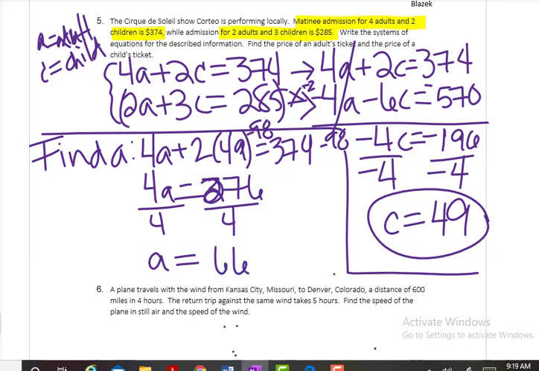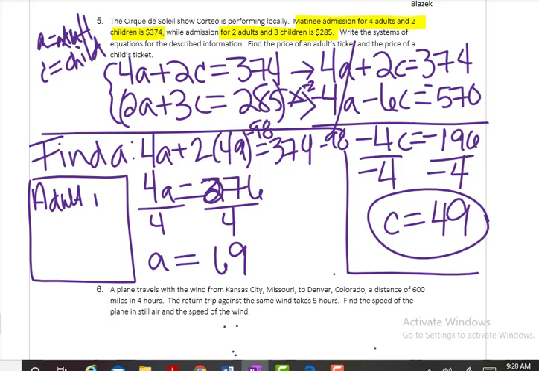And in this case, I'm checking my math, it's 69 actually. Sorry about that. Yeah, that's why I check. So I'm going to answer here. The adult ticket is $69. The child ticket is $49. So this would be the answer.